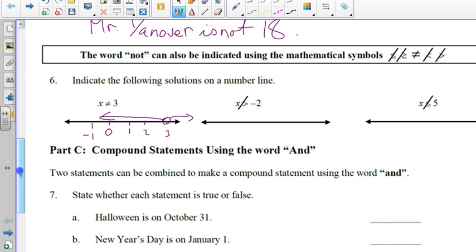X is not greater than -2. What's that mean? It means it's smaller. If it's not greater than, then what is it? It's smaller or equal to. Less than or equal to, which we indicate by filled circles.